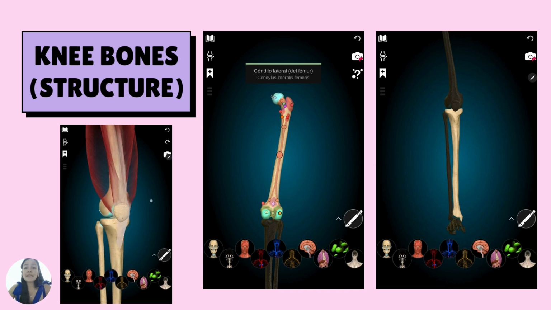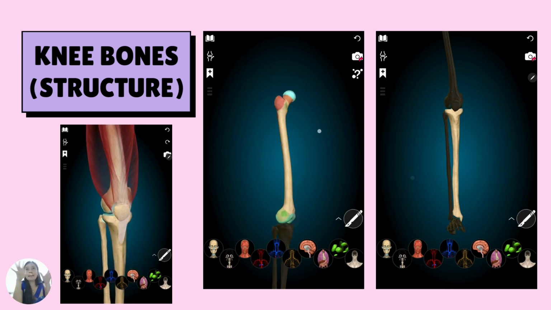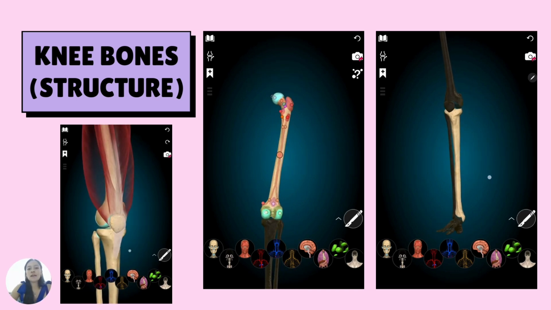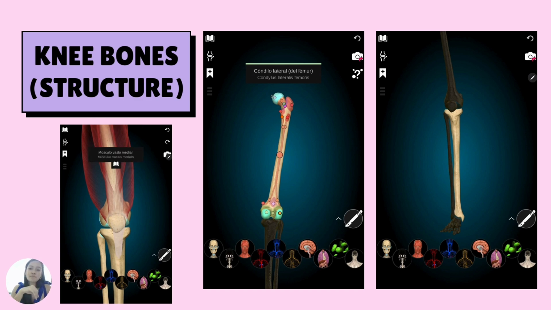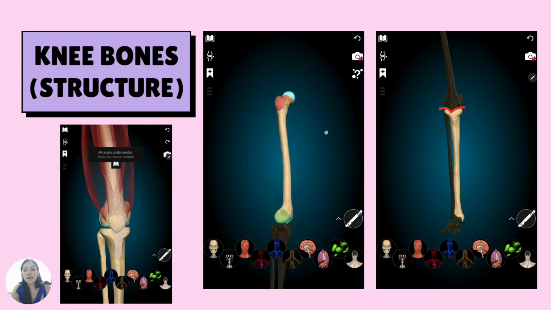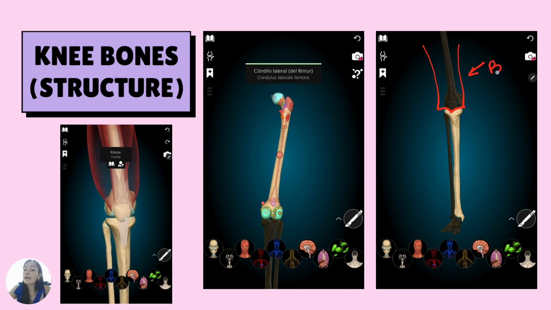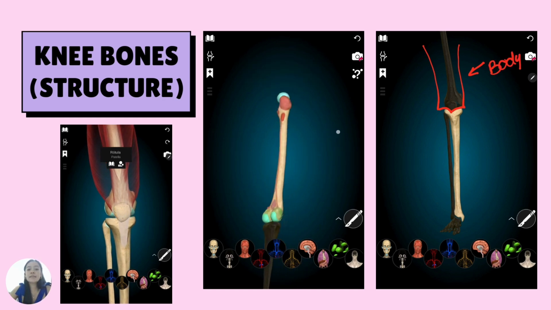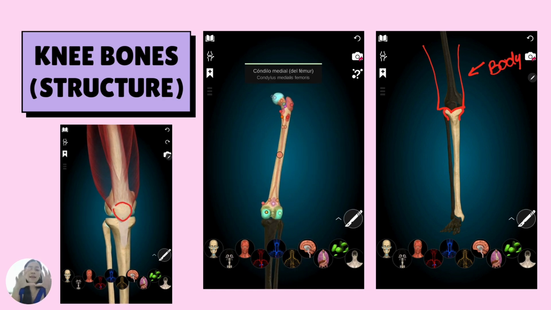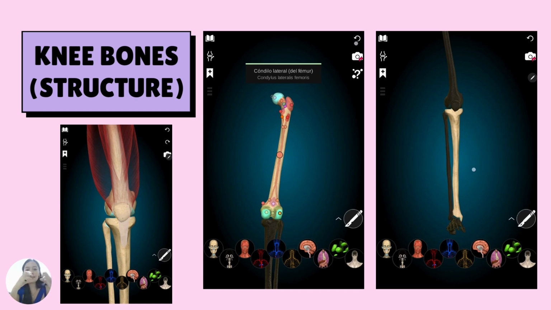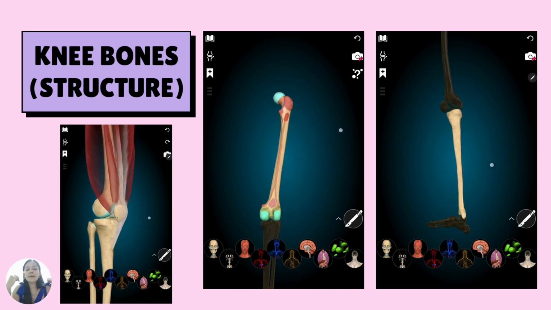The tibia is situated in the left part. The tibia is the shin bone. It supports most of the body weight and also forms the lower part of the knee joint, which we can see in red color because this is the weight of our body on this bone.